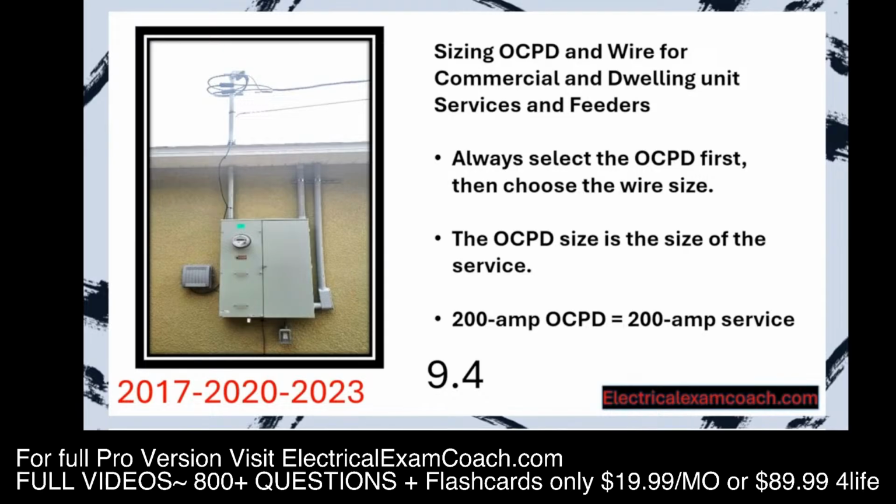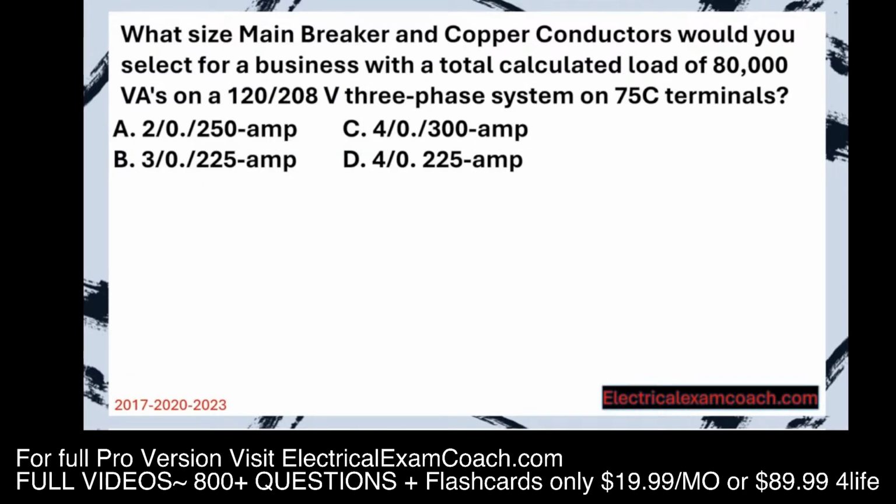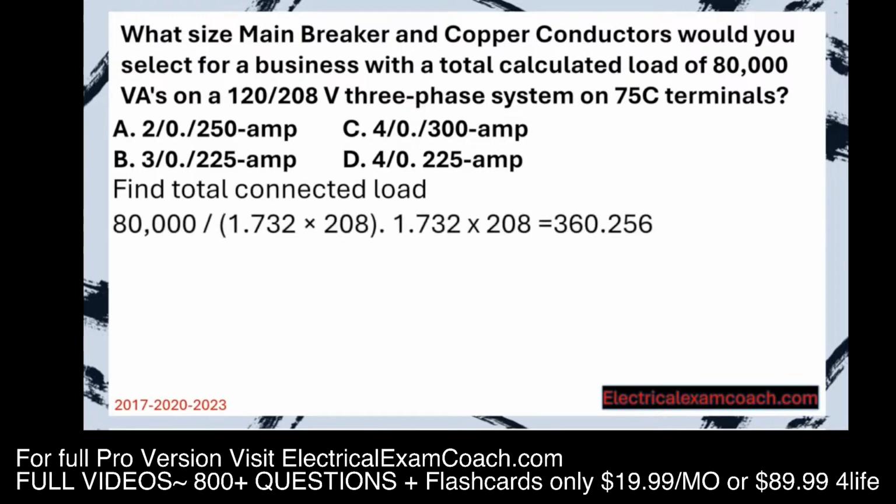Let's get to it. What size main breaker and copper conductors would you select for a business with a total calculated load of 80,000 VAs on a 120/208 three-phase system on 75-degree C terminals? Step 1, find our total connected load. In this case, they've already given us the 80,000 VAs, but we have to do that little bit of pre-work first on all of our three-phase calculations like we learned before.